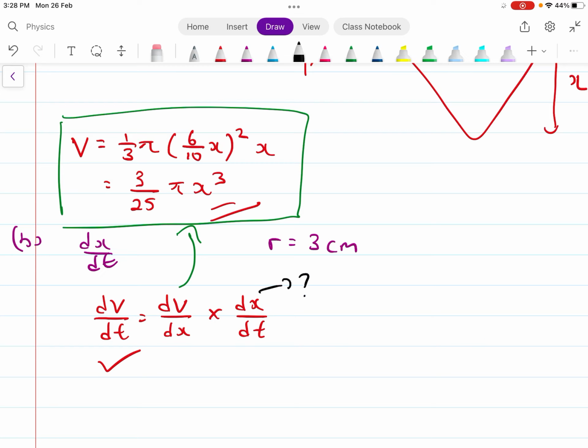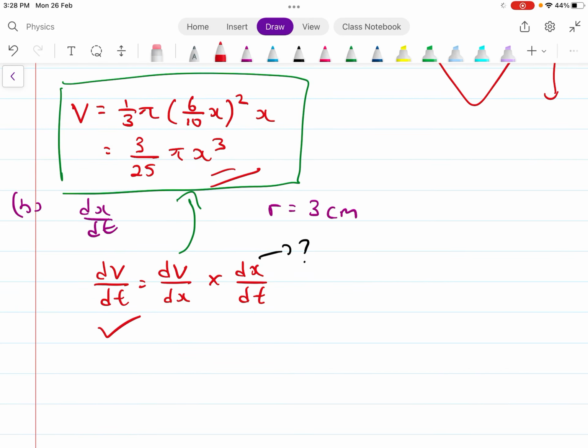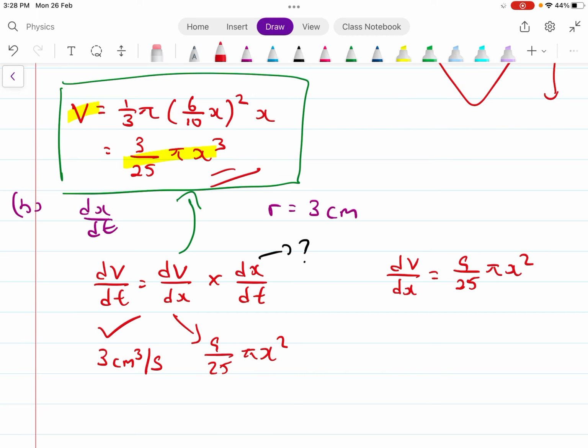So first, how do we actually do this? We always want to substitute first. We know that dV/dt is 3 cm cubed per second. What about dV/dx? Very simple, you just differentiate V with respect to x. Power bring down, so dV/dx is equal to 9 over 25 pi x squared. So I have the dV/dx already.